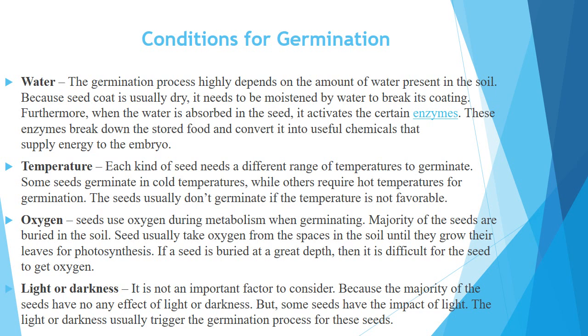Oxygen. Seeds use oxygen during metabolism when germinating. Majority of the seeds are buried in the soil. Seeds usually take oxygen from spaces in the soil until they grow their leaves for photosynthesis. If a seed is buried at great depth, then it is difficult for the seed to get oxygen. Light or darkness. It is not an important factor to consider because the majority of seeds have no effect of light or darkness, but some seeds are impacted by light. The light or darkness usually triggers the germination process for those seeds.